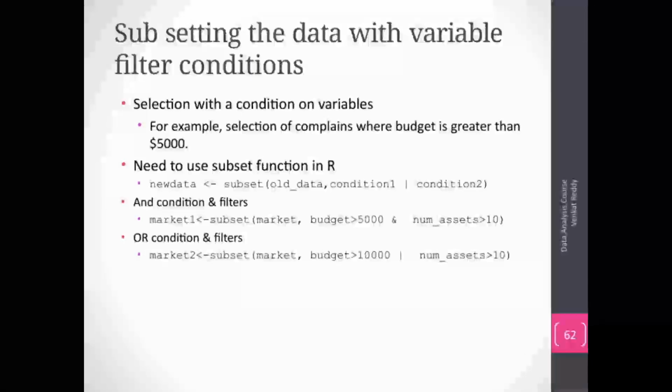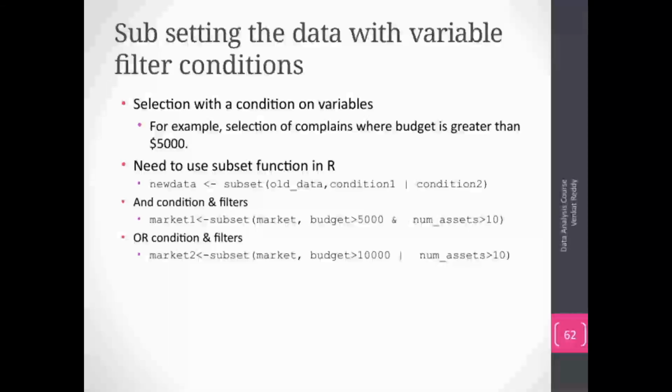Now, let's look at how we can apply AND, OR conditions along with numeric and character filters in data subsetting. In this example, we're creating a new subset called Market 3. Here, we're selecting data where the budget is greater than 10,000 or the number of assets is more than 10, and at the same time, the vertical is business finance. This demonstrates how logical operators can be combined to filter data based on multiple conditions.